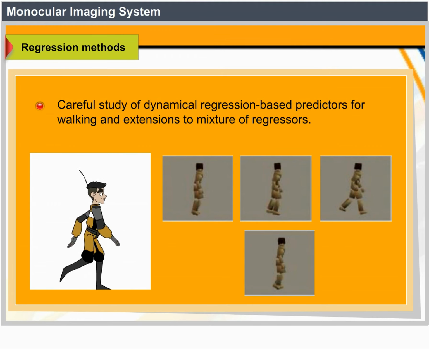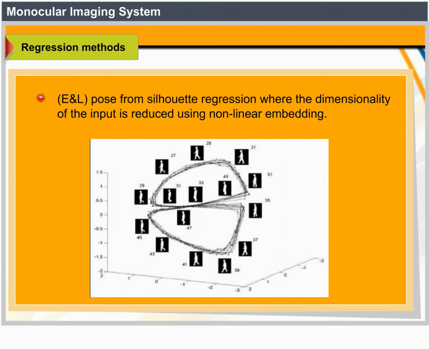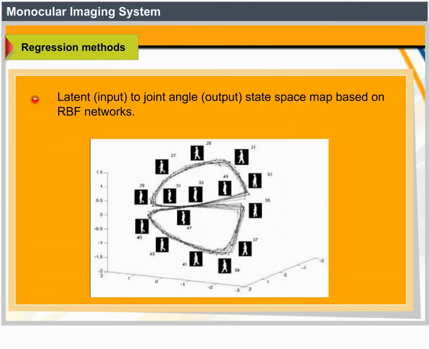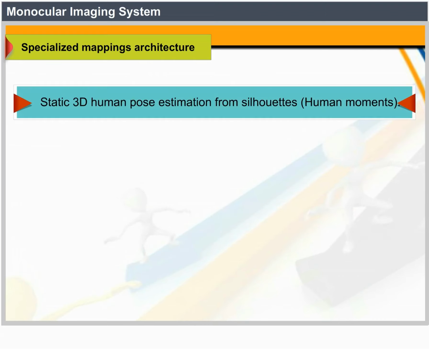Estimating pose from silhouette regression, where the dimensionality of the input is reduced using nonlinear embedding. Latent input to joint angle output state space map based on RBF networks. Specialized mappings architecture. Static 3D human pose estimation from silhouettes. Human movements.